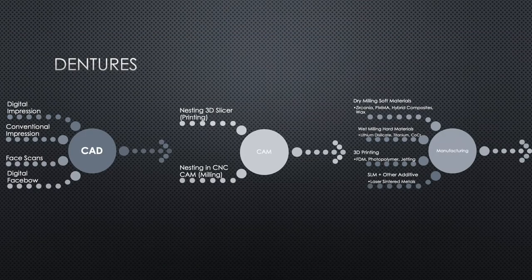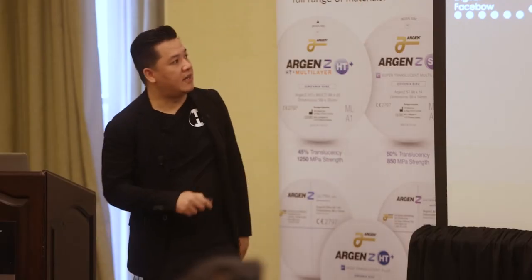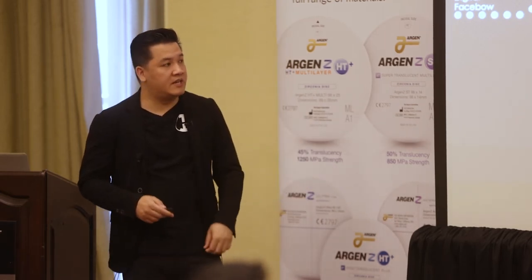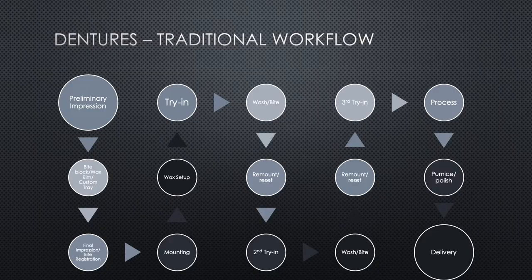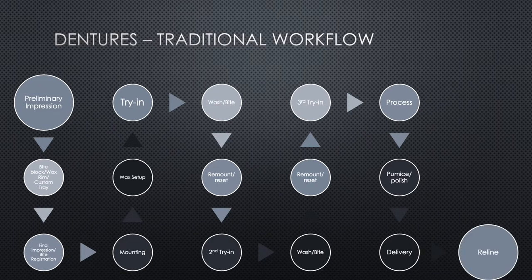Dentures follow very much the same kind of pathway as Crown and Bridge, digital dentures specifically. You get all this data in again, and then we're going to speak about the manufacturing pathways. But with dentures, when you're doing these things traditionally, it was very long and convoluted. Your first impression, you haven't even started yet. You have your try-in, your second try-in, your third try-in. It's all these different washes and resets and all this time in between. And if you're anything like me, I have a couple clients who believe that every single one has a reline after they deliver it, right?